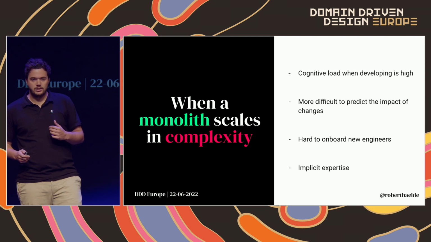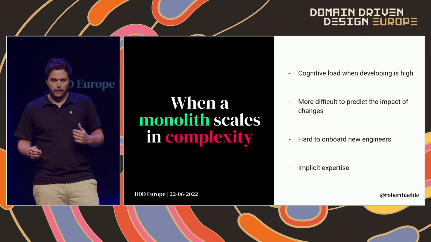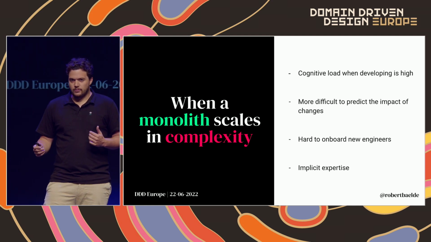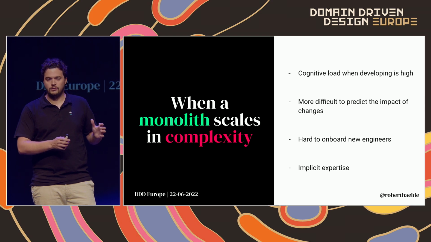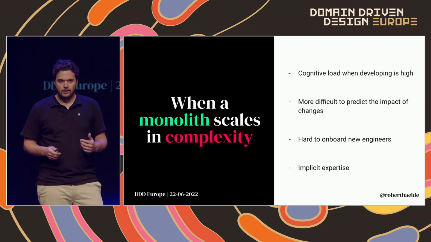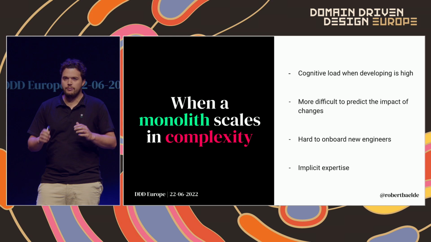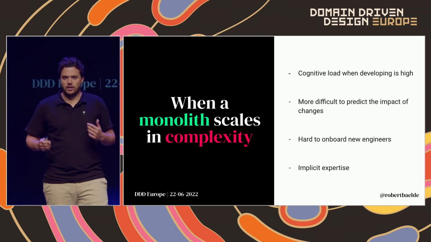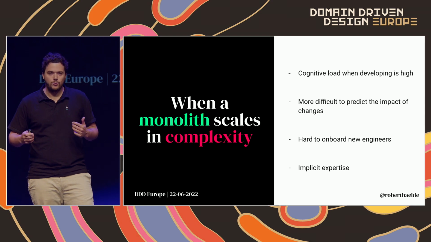And last but not least, implicit expertise. So what do I mean by this? It's not really clear who knows everything about a certain aspect of your application. And when you are planning a new feature, you might actually overhear some colleagues saying like, oh, you should talk to this person. He knows everything about it. But because there are no clear boundaries, it's really hard to actually know who is responsible for what.